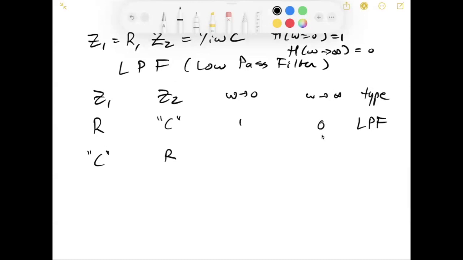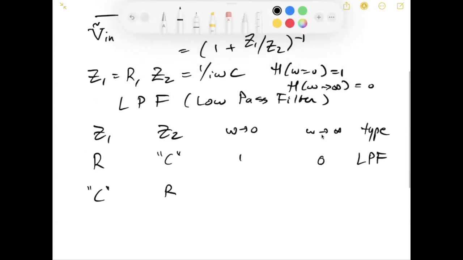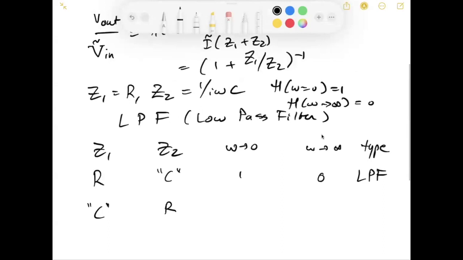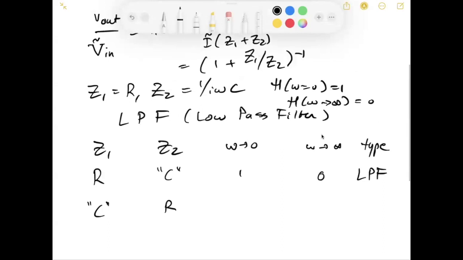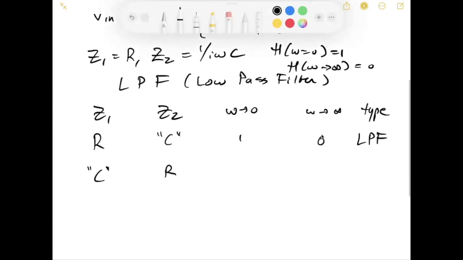And when we swap these two, the Z1 and the Z2 are swapped. So that means instead of Z1 over Z2, we get Z2 over Z1, if you want to think about it that way, which means that these two limits swap, because instead of having omega, you get a 1 over omega. So the C and the R swapping places just means that we go from a low pass filter to a high pass filter. Okay.